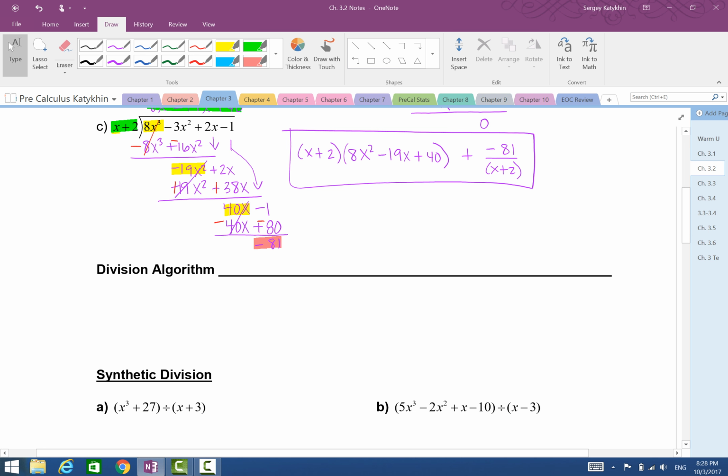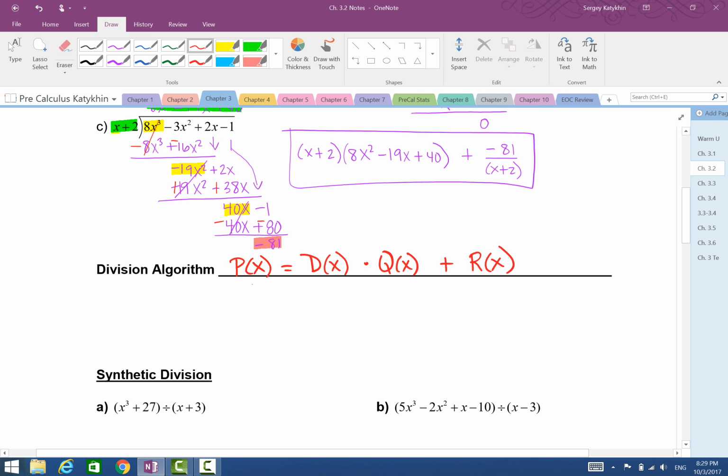We have what we call a division algorithm. This is what it states. The polynomial f of x, or the function of x, is going to be d of x, or as we call it, the divisor, times the quotient, q of x, plus the r of x, or as we call it, the remainder. So I'm going to write them all out.